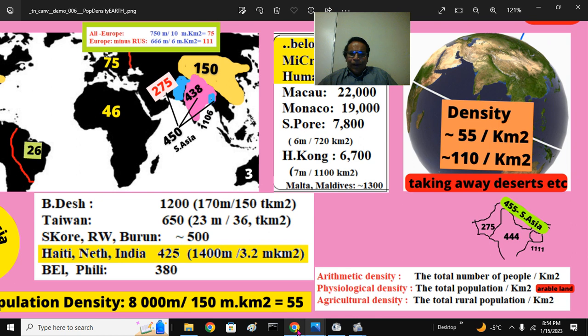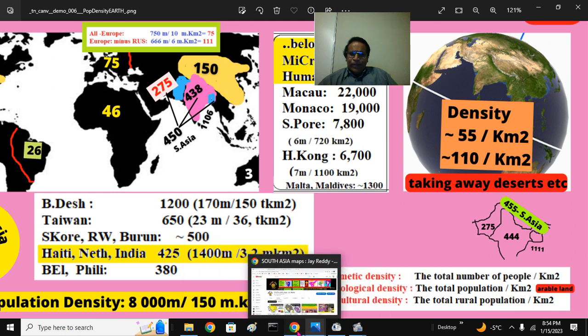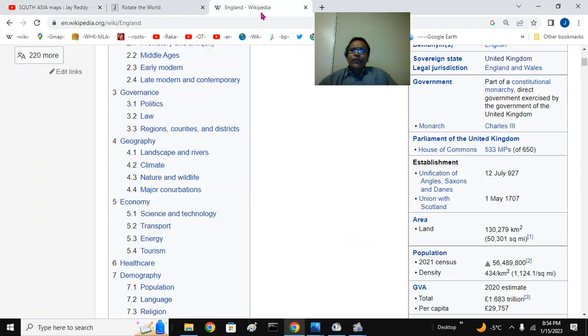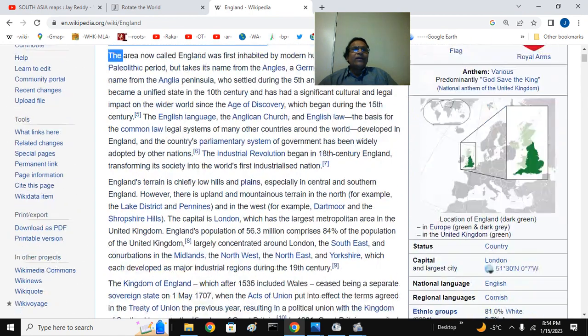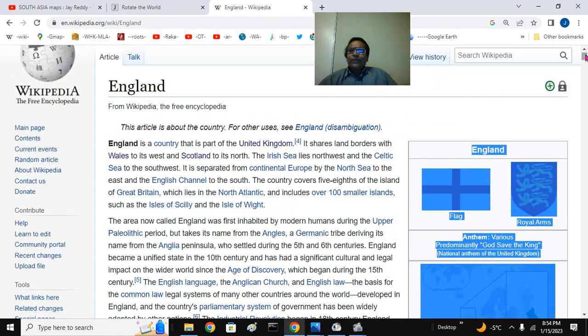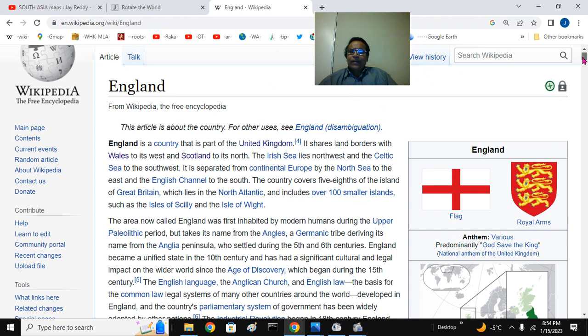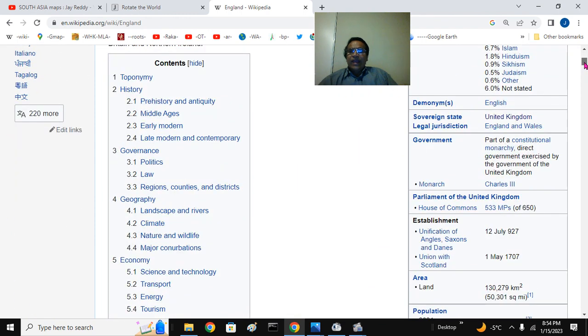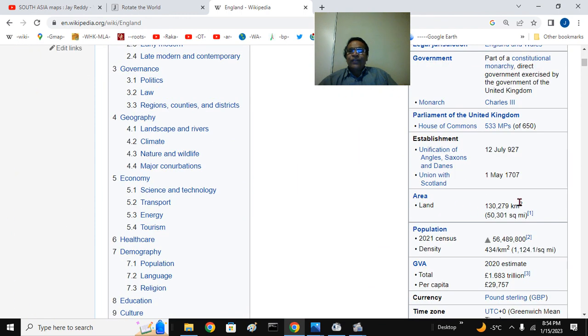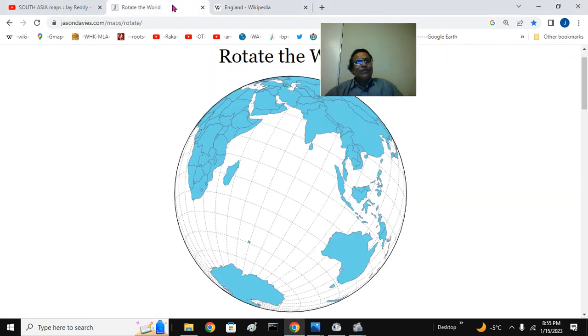So how do we comprehend these things? We just go back here. So here I am trying to show England. Here you can see England, one of the 4 countries of the United Kingdom. It has an area of 130,000 square kilometers, and a population of 56 million. The entire United Kingdom has around about 65 million or so. So that comes to 434, 444 you can say, almost the same as the Indian density of population.